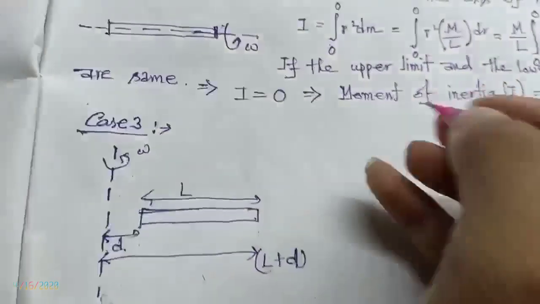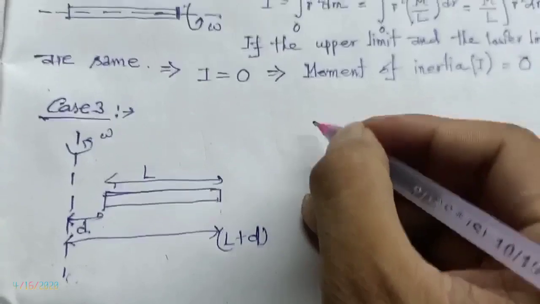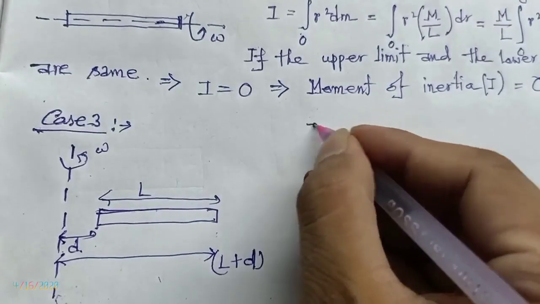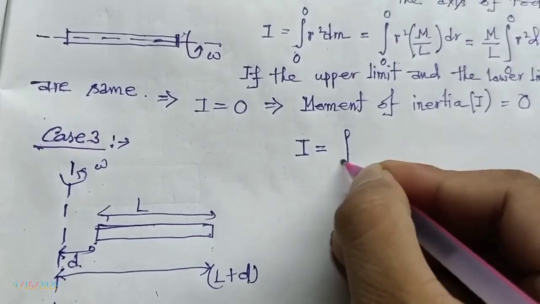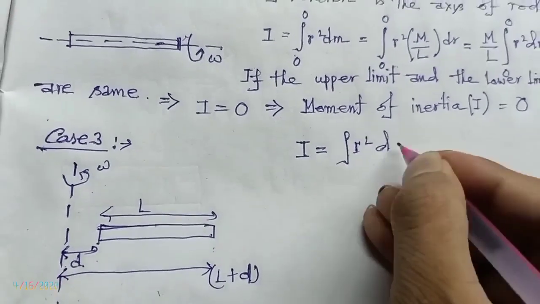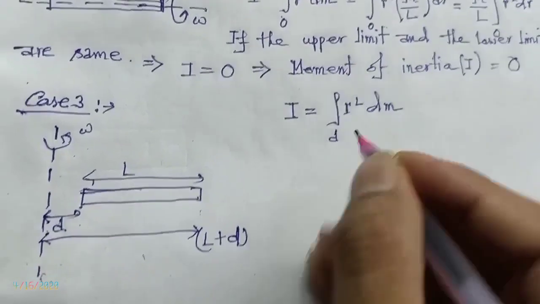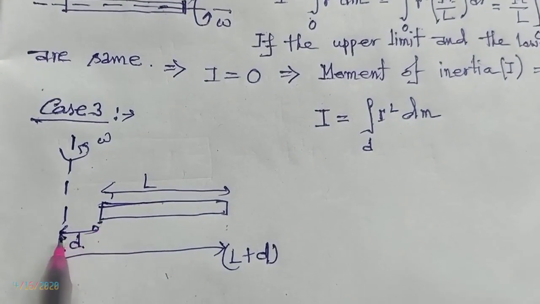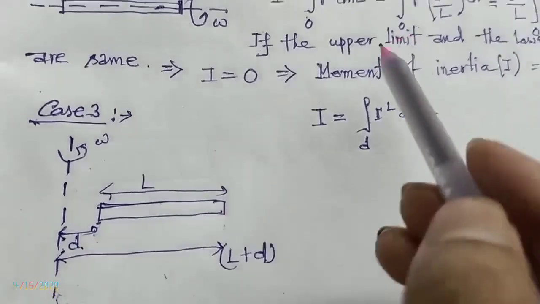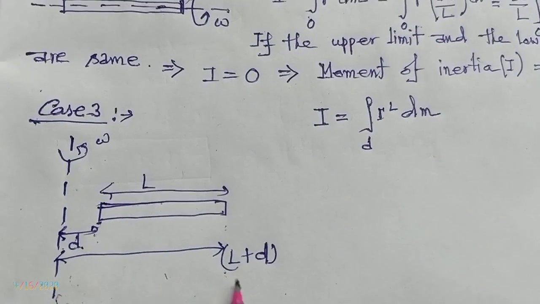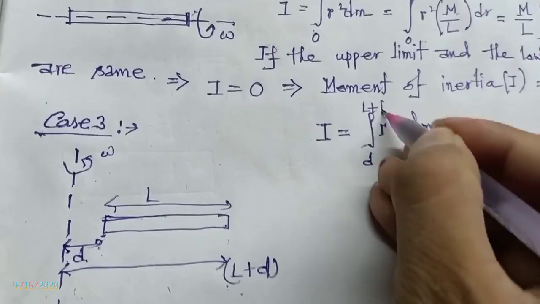Now from the basic principle, we will write the formula for moment of inertia. So what is the formula of moment of inertia? Formula of moment of inertia is I equal to integration r square dm. And what are the limits? Lower limit is d, because the left end of the rod is at a distance d from the axis of rotation, and upper limit becomes the right end of the rod. It becomes L plus D.